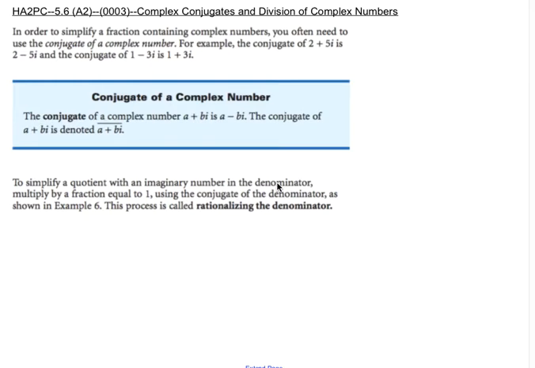All right, this is Honors Algebra 2 Pre-Calculus. We're doing 5.6 in Algebra 2. This is the third video. We're doing complex conjugates and the division of complex numbers.